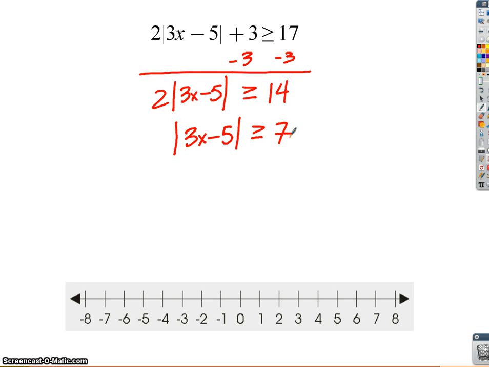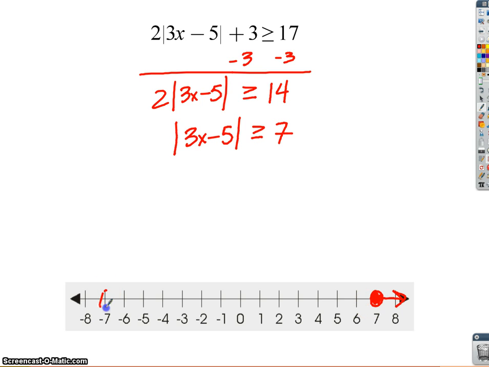So what I have here is 3x minus 5. That distance has to be greater than or equal to 7. So I'm going to start at 7, and the value has to be greater than that. Oops, that would be a filled in circle.